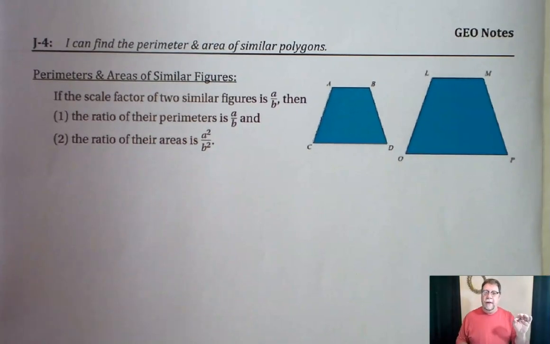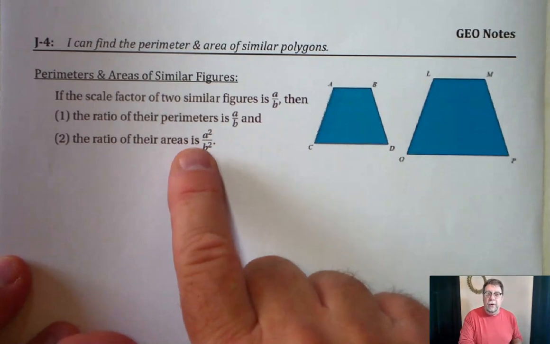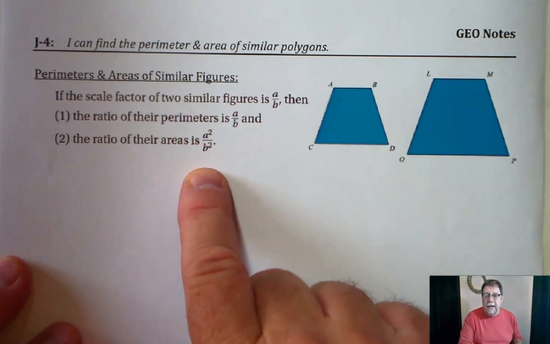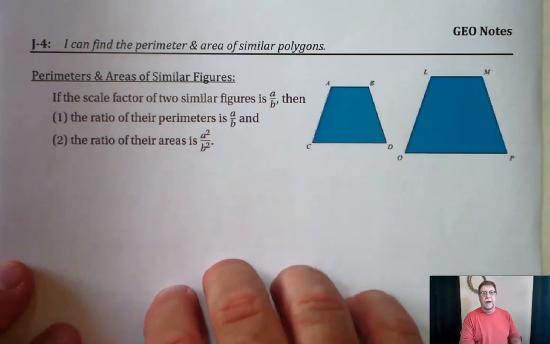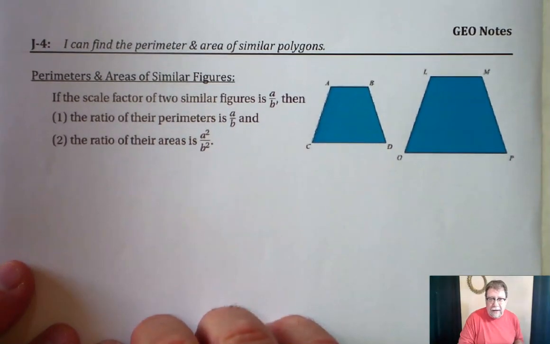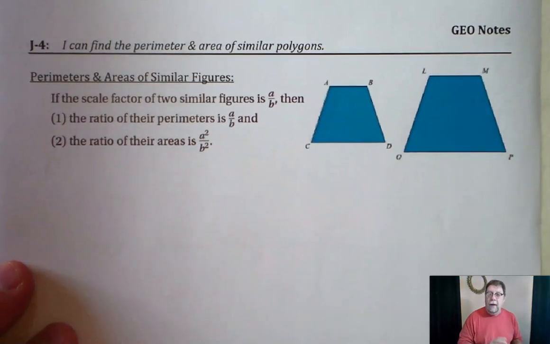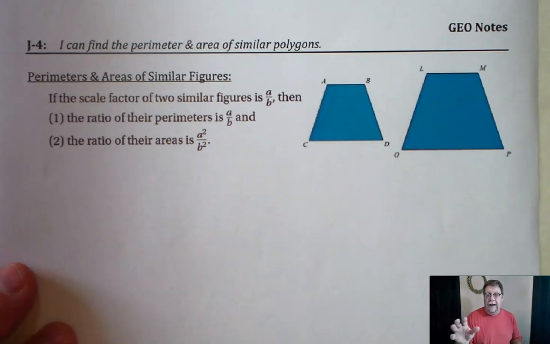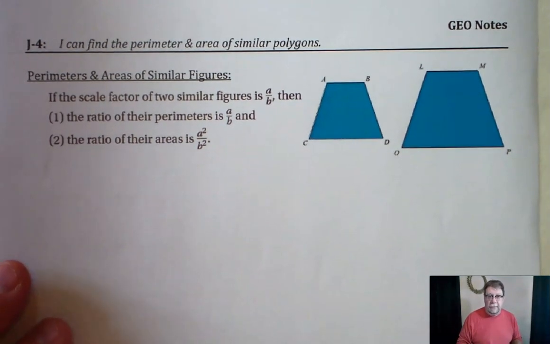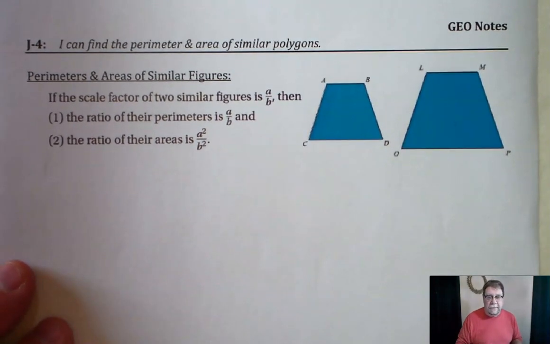Remember, area is square units, so instead of just saying A over B, we use A squared over B squared. So that's how we're going to be dealing with the area of a similar polygon. We're going to find the similarity ratio, the A over B number, square it, and then use that figure to find areas of the similar polygons. That's how the notes are going to work today. Let's go take a look at some examples.